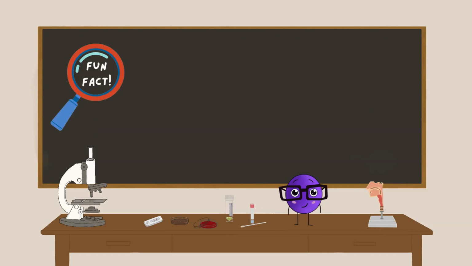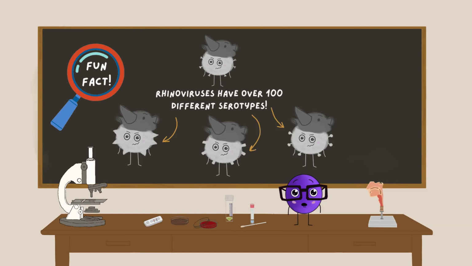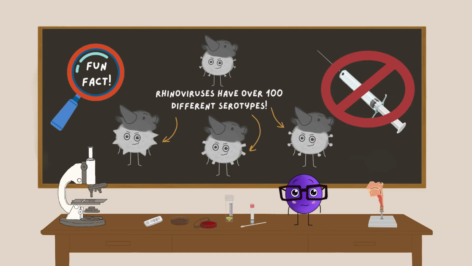Fun fact, rhinoviruses, the main cause of the common cold, have over 100 different serotypes. That's one reason why you can catch a cold multiple times and why creating a vaccine has been so challenging.